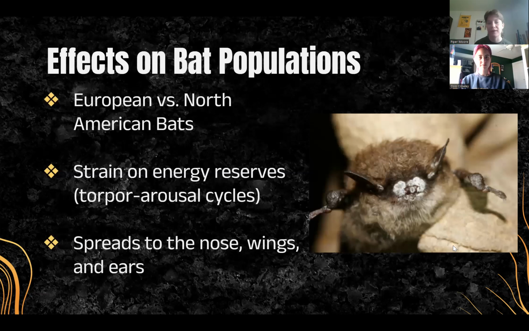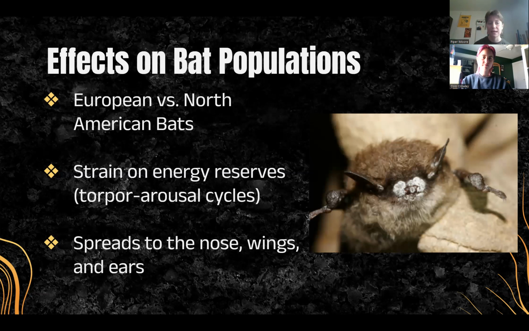So, effects on the bat population. Pseudogymnoascus destructans, P. destructans, is the fungus which causes white nose syndrome. The reason it has that name is that when the fungus attacks and colonizes the bats during their torpor, or temporary hibernation, during the winter, it spreads on the nose, the ears, and also the wings, causing the white nose that you see in the picture.